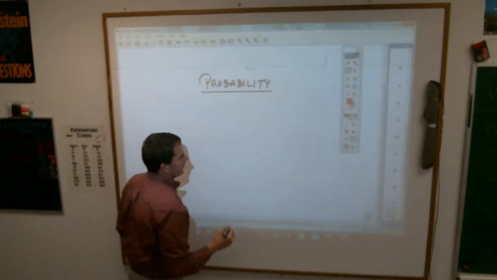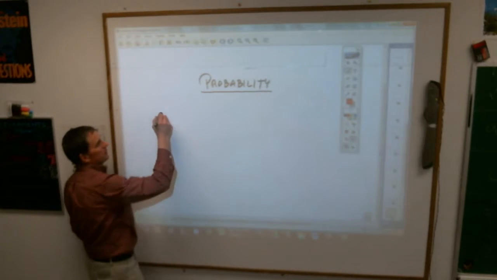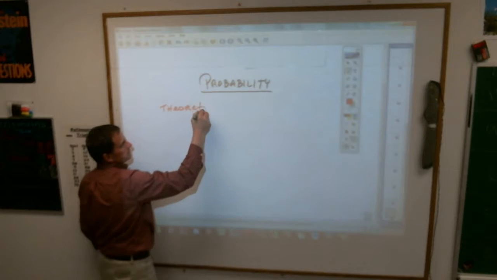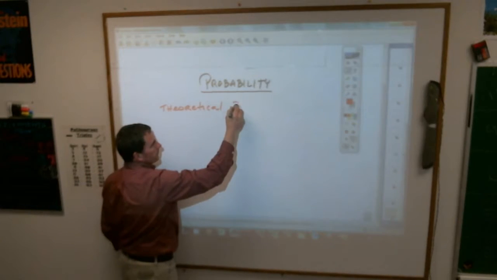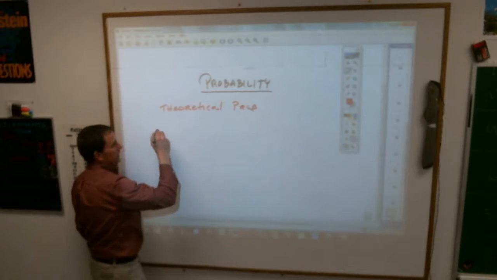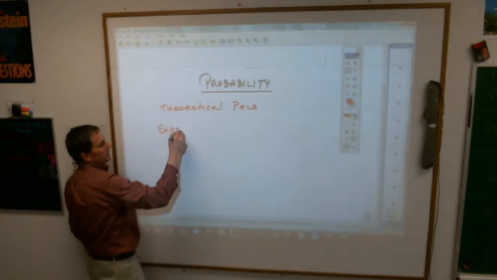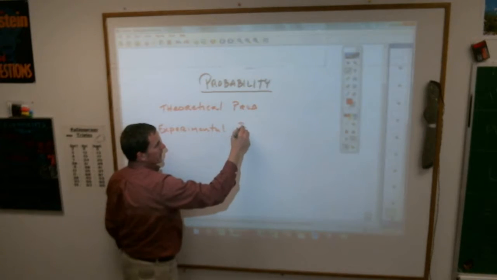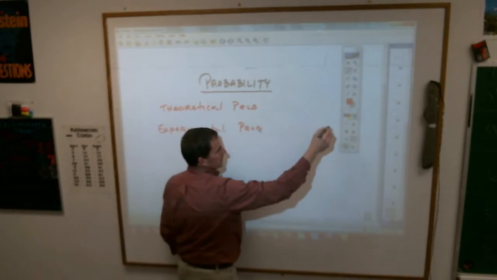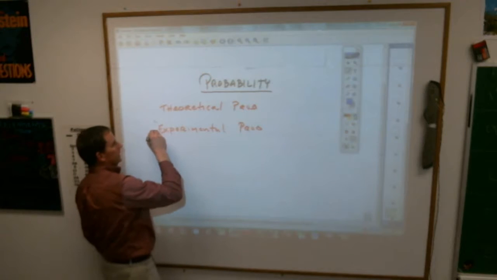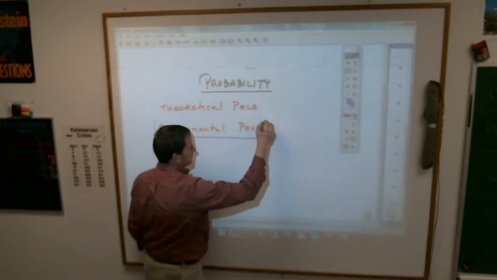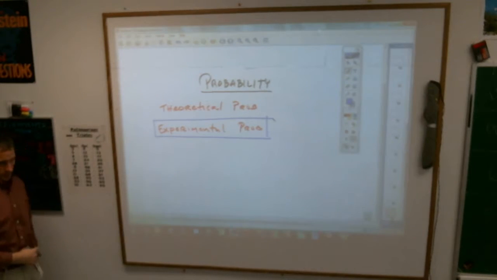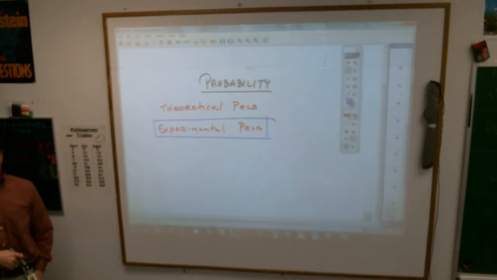In the world of probability, ladies and gentlemen, we have what we call theoretical probability, and we have what's called experimental probability. And the one we're talking about today is this one. Did we talk about this? What's the difference between theoretical and experimental?